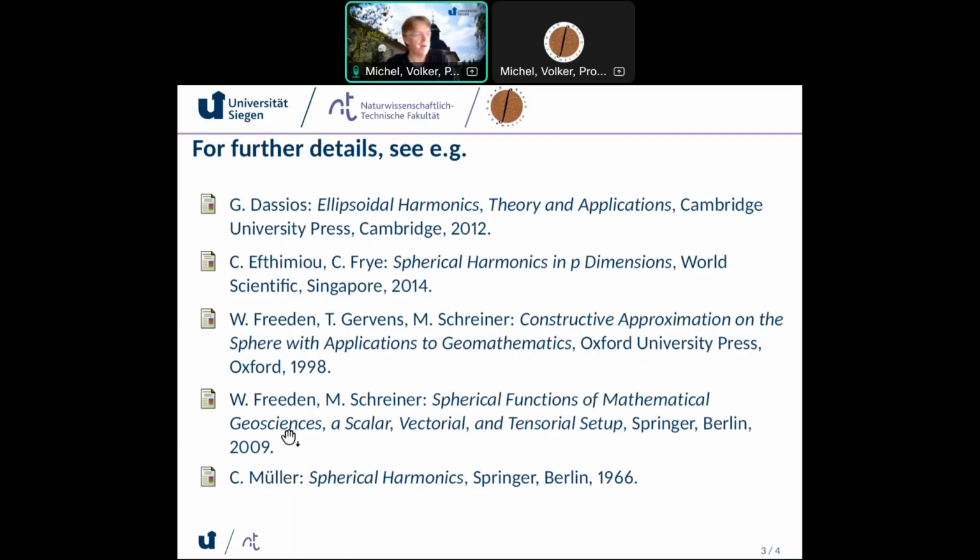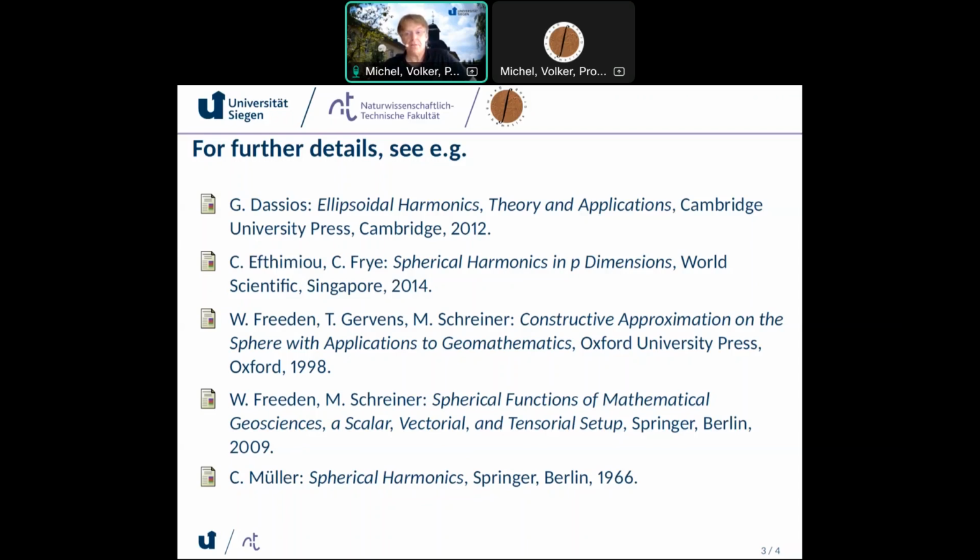I want to start with the last one in the list by Klaus Müller, which is from 1966. It's a very small book on spherical harmonics that, for example, discusses the general d-dimensional case, and you find all basic formulas on spherical harmonics in that little thin book. The case of arbitrary dimensions is also discussed in another book, spherical harmonics in p dimensions. It's a more recent book, and has a few more pages than the book by Müller. So both are very valuable resources if you want to know more about that.